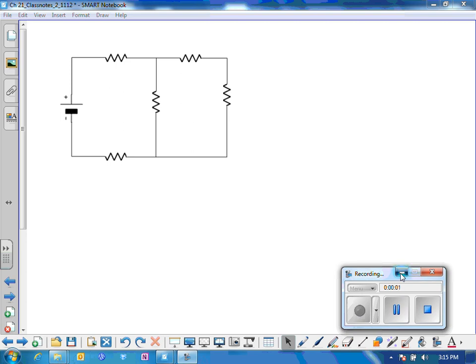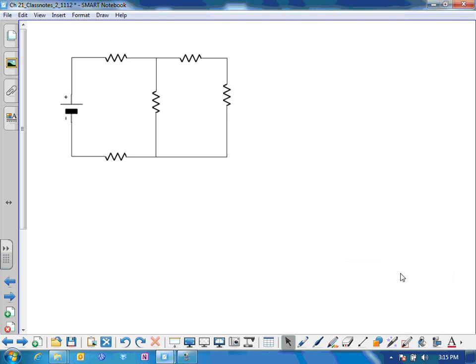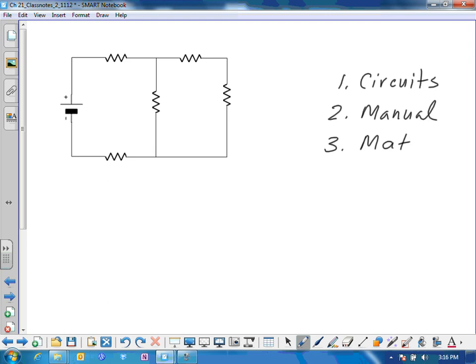I'm going to do 3 screencasts. The first one is going to be on how circuits work. The second one will be a manual process for analyzing the circuits and determining the flow of current through each branch of the circuit and the voltage drop across each resistor. The third screencast, I'll teach you a matrix method for evaluating them.